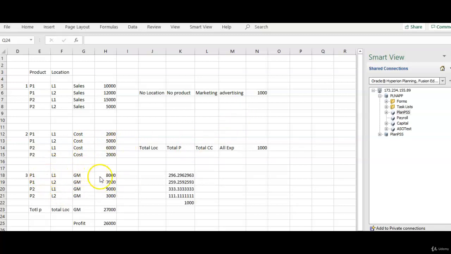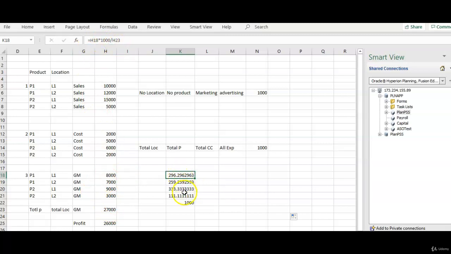So I have calculated gross margin as sales minus cost. So this is product 1, location 1 gross margin, product 1, location 2 gross margin. If we do it in Excel, how do you do it? I want to distribute this 1000 based on the gross margin. So that is nothing but 1000 multiplied by 8000 divided by total gross margin. So total gross margin is 27,000. So that is the equation.